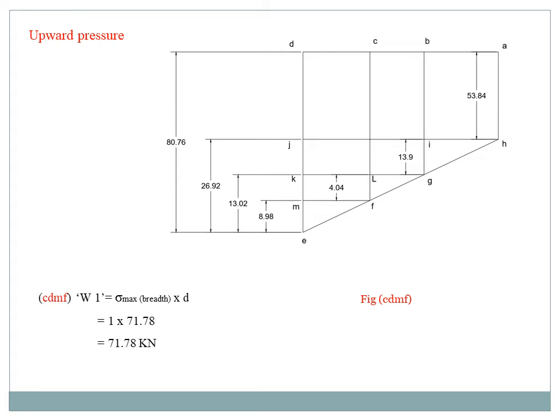So for CDMF, W1 is equal to B into D. B is 1 meter because CD toe slab length is 1 meter. D is our 71.78. So finally W1 is equal to 71.78 kilonewton.